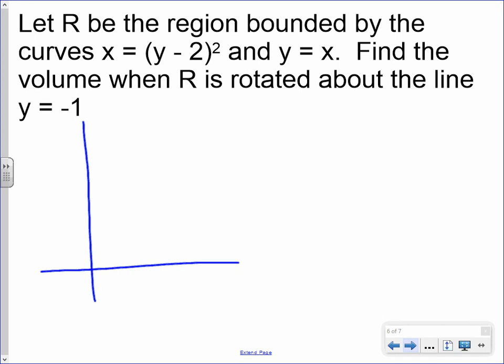Michaela, can you describe that parabola to me? Which way is it opening? It's opening to the right. And so then what do we do with that 2? Which way is that shifting it?